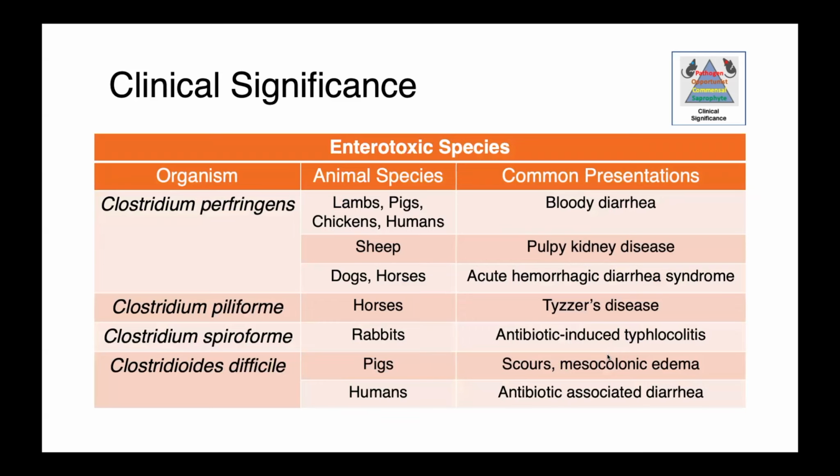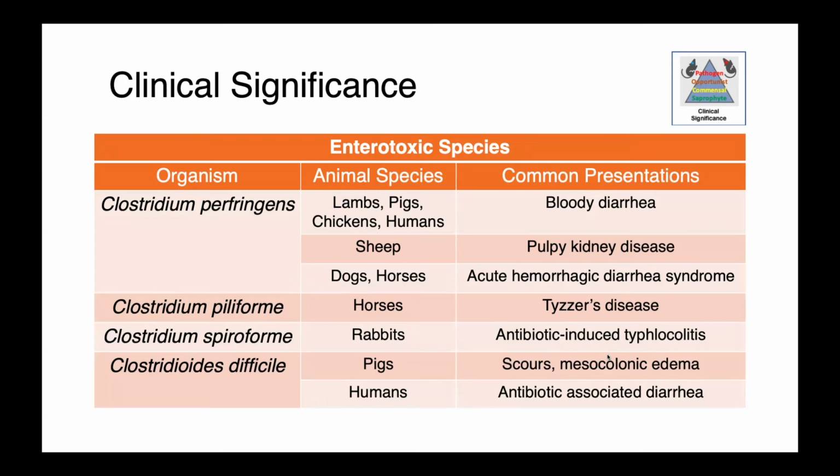And then, of course, we have our enterotoxic species, so Clostridium species which cause diarrhea. Clostridium perfringens is well recognized as a cause of bloody diarrhea in lambs, pigs, chickens, and also people. Certain toxinotypes cause pulpy kidney disease in sheep. And in dogs and horses, we have acute hemorrhagic diarrhea syndromes associated with certain strains. Clostridium piliforme causes Tyzzer's disease in horses. Clostridium spiriforme causes this antibiotic-induced typhlocolitis in rabbits that I mentioned earlier.